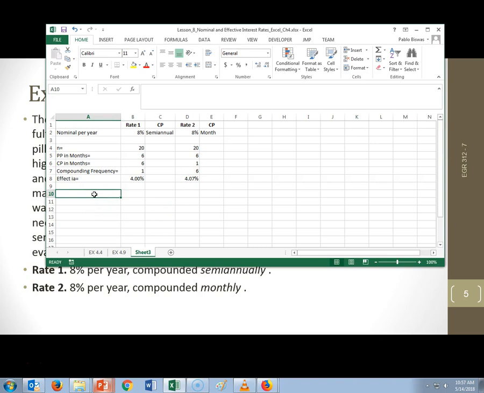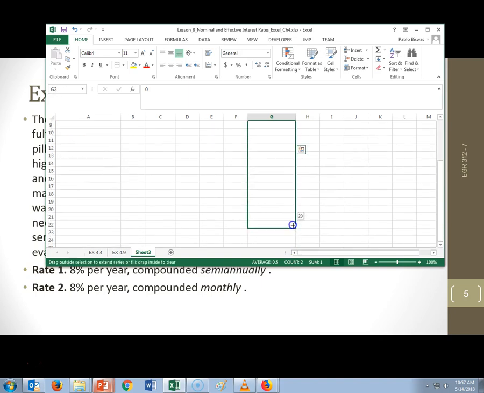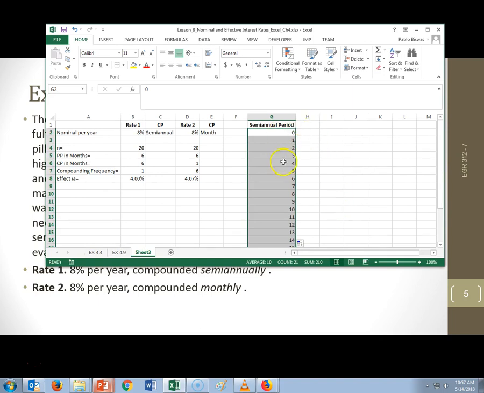Alright, so now we are going to calculate the semi-annual periods for 10 years. That means 20 semi-annual periods. So let me just put it somewhere here so you can see. Semi-annual period, which is starting from 0, 1 all the way to 20. Okay, so basically 10 years.